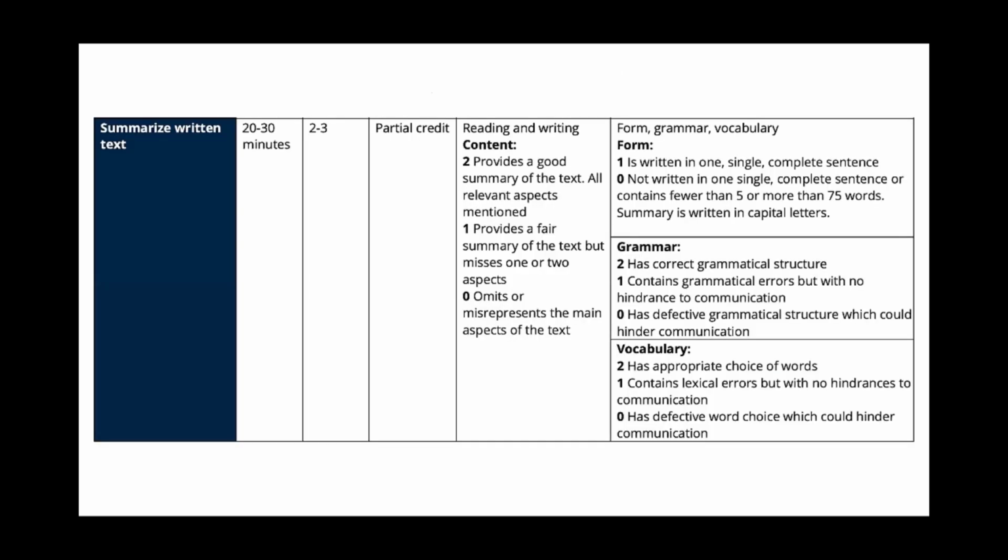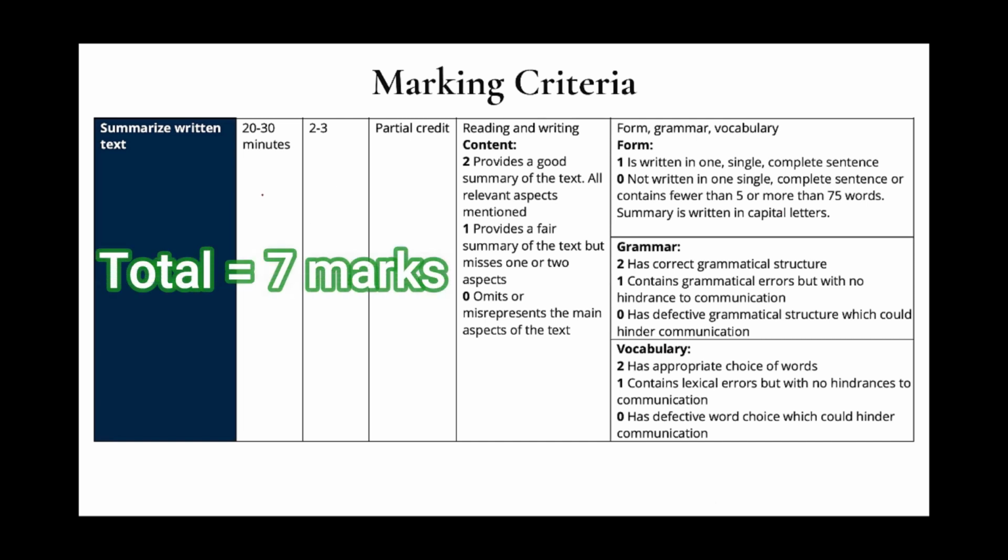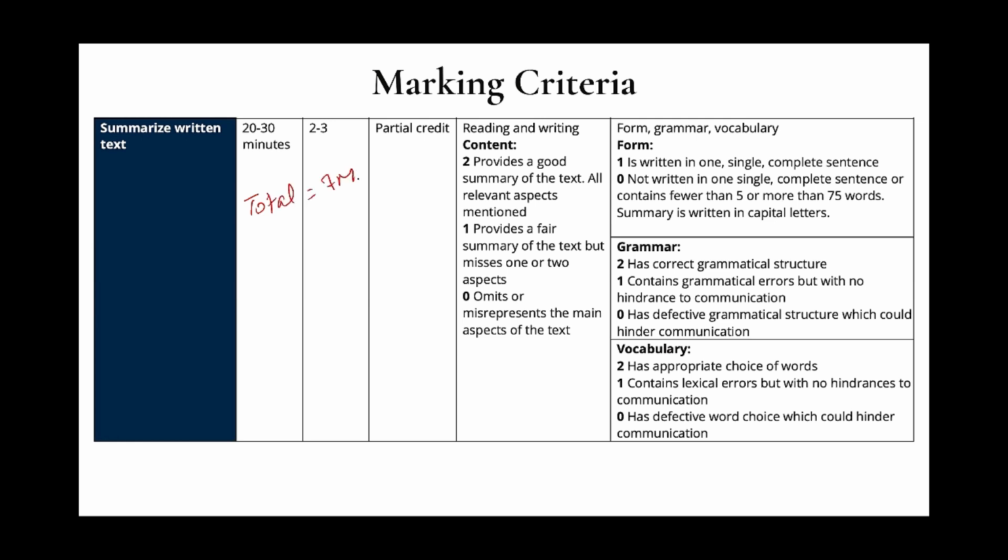Summarized written text, one question individually carries 7 marks. So the total for one question is about 7 marks. All right, now how do the 7 marks come in? Let's have a look. The very first thing that takes your scores towards your summarized written text is your content. Now content is very important, and content recognition should be done very carefully. Content carries 2 marks. You will be given 2 marks if you provide a good summary of the text.